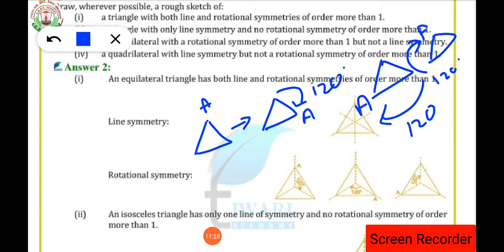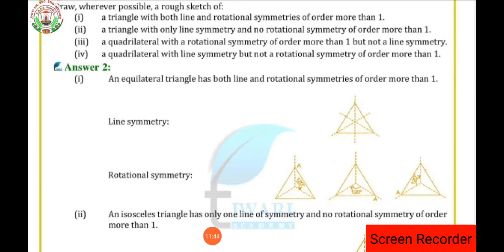So how many rotations is it having? 3 rotations, 3 rotational symmetry it's having. Means the order of rotational symmetry in an equilateral triangle is 3 and the angle of it will be 120 degrees. Have you understood this? So this figure you have to draw as well as understand.